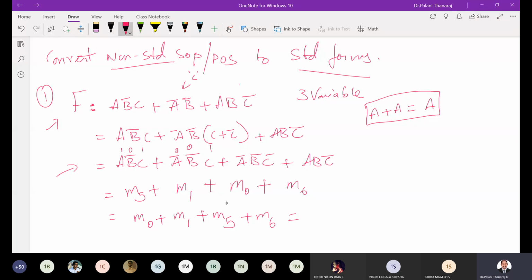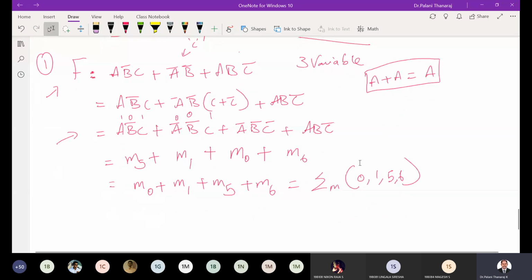Or I can write it in this form also: 0, 1, 5, 6. Able to get it? So these are the standard forms. I hope others can follow this one. Any doubt here? Are you able to understand the concept I told you? Non-standard to standard.